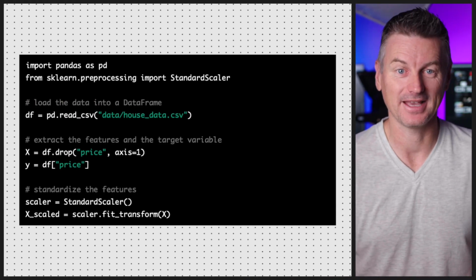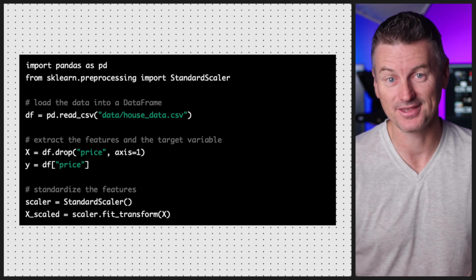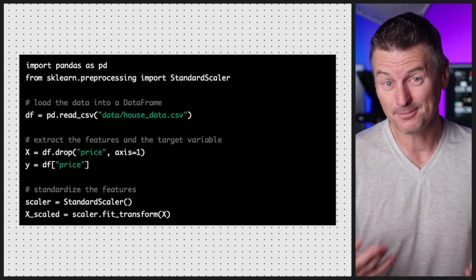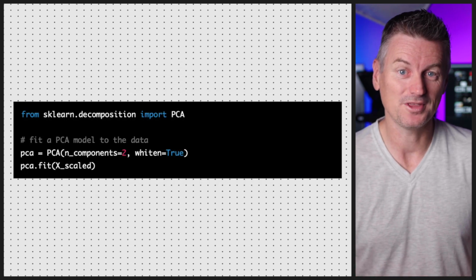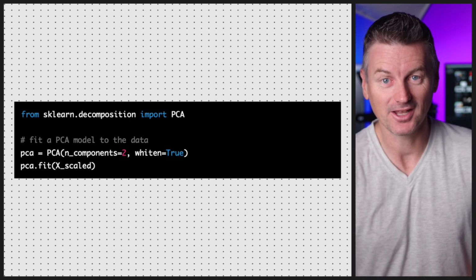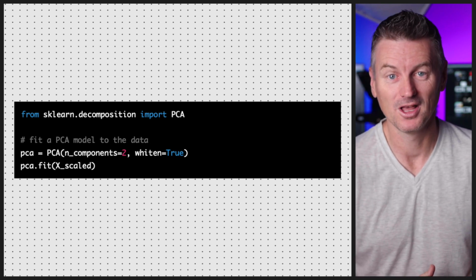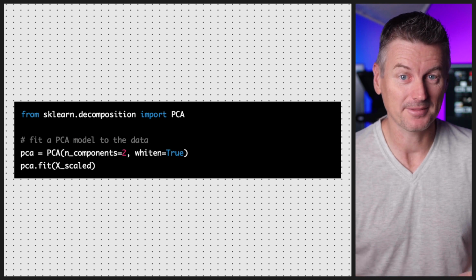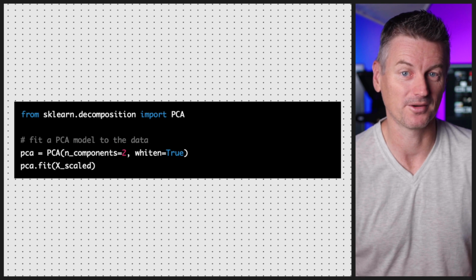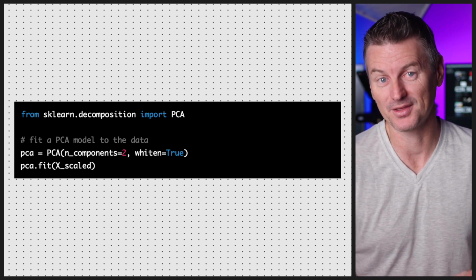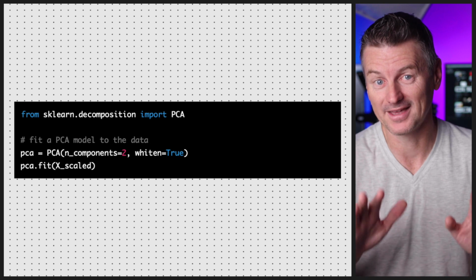So let's see how we could apply PCA to our house dataset with 16 features. First, we need to load the data into a pandas data frame and standardize the features so they have a zero mean and unit variance. That's important because PCA is sensitive to the scale of the features. Next, we'd use the PCA class from the Scikit-learn library to fit a PCA model to the data. This class has many parameters, but the most important ones are components, which specifies the number of principal components to keep, and the whiten parameter, which specifies whether to whiten the data. More on all that in a bit.